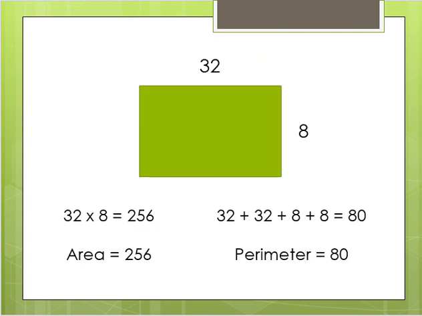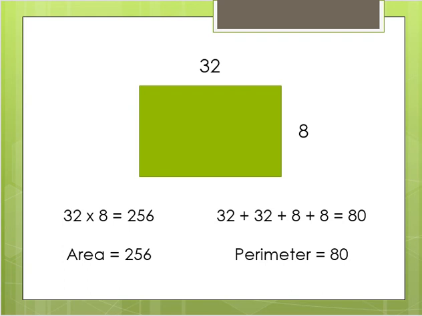So the stage was 32 by 8. So we multiplied 32 times 8, and our answer is 256. So the area of the stage is 256. To find the perimeter, we add the two sides together, 32 plus 32 and 8 plus 8. So 32 plus 32 plus 8 plus 8 equal 80. So the perimeter of the stage is 80.